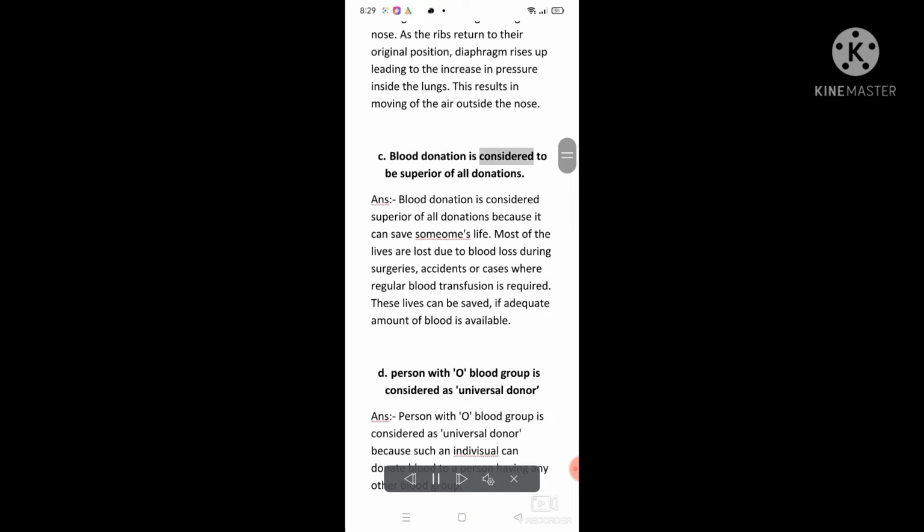Blood donation is considered to be superior of all donations. Ans. Blood donation is considered superior of all donations because it can save someone's life. Most of the lives are lost due to blood loss during surgeries, accidents, or cases where regular blood transfusion is required. These lives can be saved if adequate amount of blood is available.